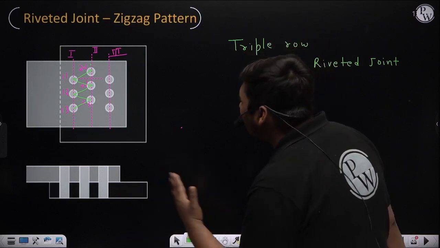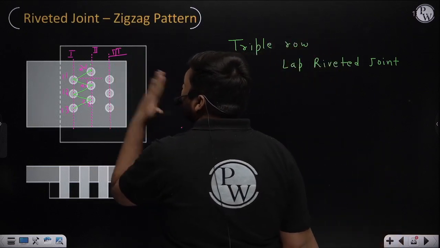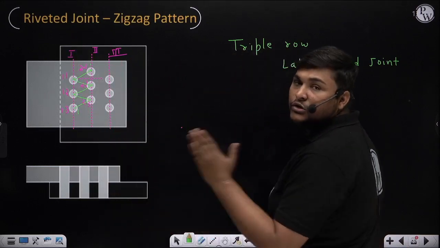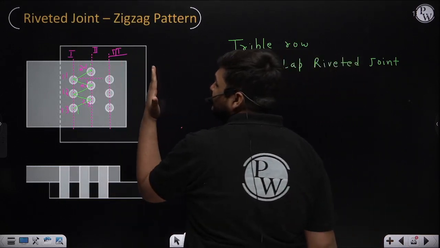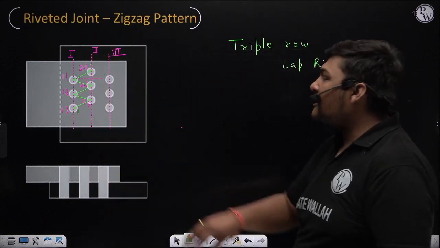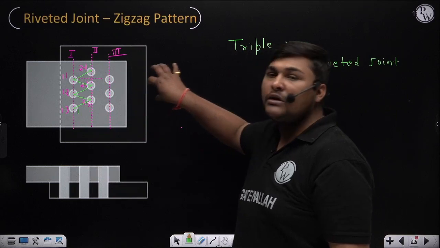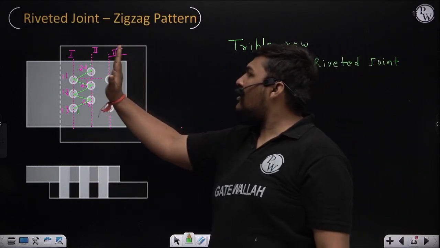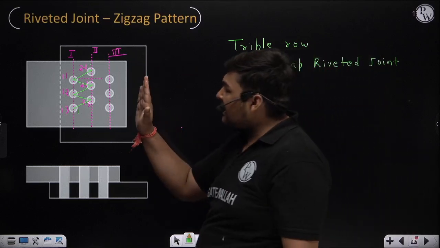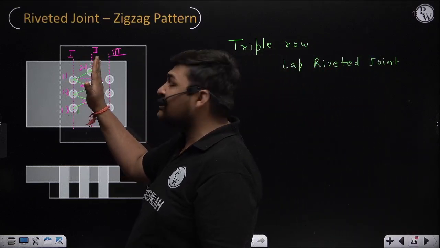Now in the third row, what we will do? We will arrange rivets in the third row exactly the same as the first row. Now in the fourth row, what we will do? We will arrange rivets in the fourth row exactly the same as the second row. Means the arrangement of rivets in odd-numbered rows will be the same. The arrangement of rivets in even-numbered rows will be the same. But there will be a difference in the arrangement of rivets in the just next row.